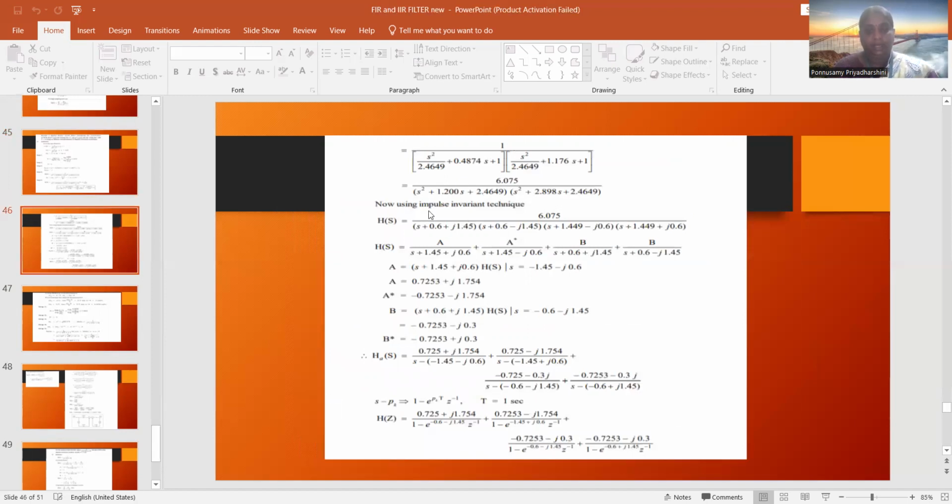this is our technique, and by using the impulse invariant method, we are finding out the poles for that. We are taking the conjugate of that, calculating a conjugate and b conjugate, and substituting in that. And finally, the H of z. So T is equal to 1 second, right? So H of z, we are converting that into the transfer function. The final answer is 0.725 plus j 1.754 over 1 minus e power minus 0.6 j 1.45, and similarly a conjugate and b conjugate. So like this, by using the impulse invariant technique, we are converting an analog into a digital filter.